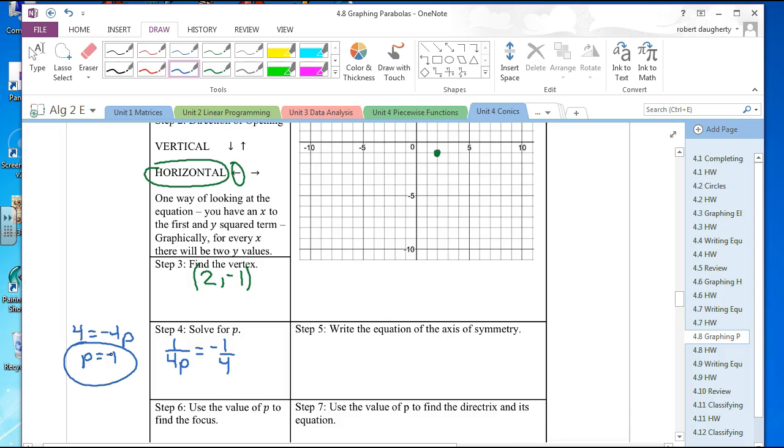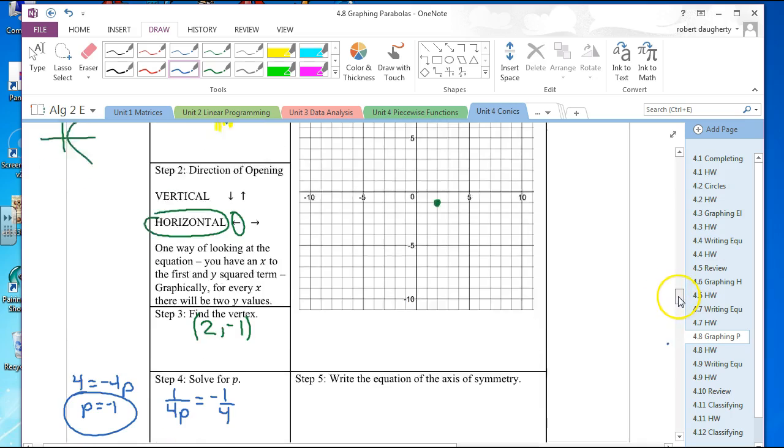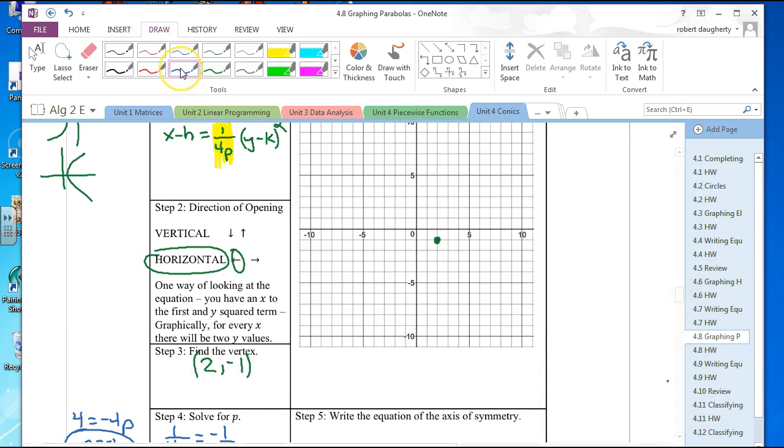So p is negative 1 means it's going to open to the negative direction. But when I look at this, if I go 1 in this direction and 1 in this direction, one of those is my focus and one of those is my directrix. What is this point right here? That's your focus. This is the focus, and that's the directrix. So there we go. Okay.